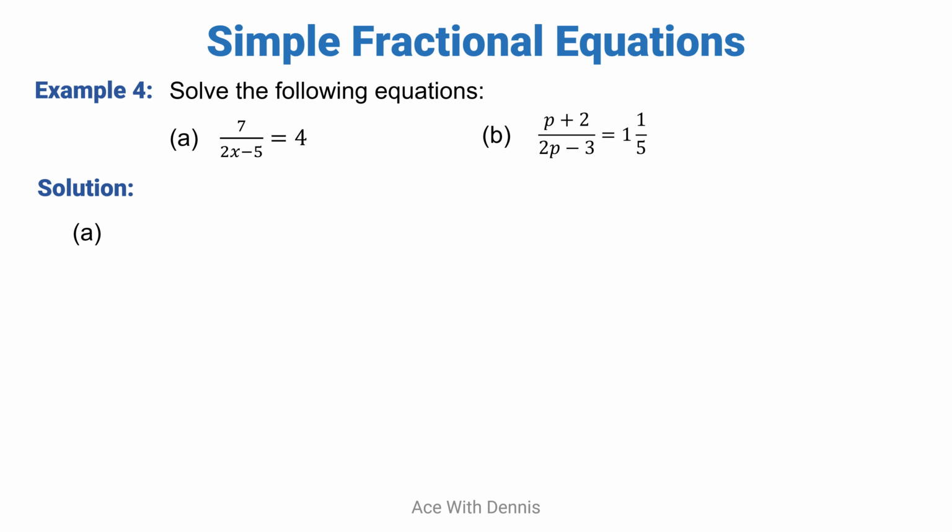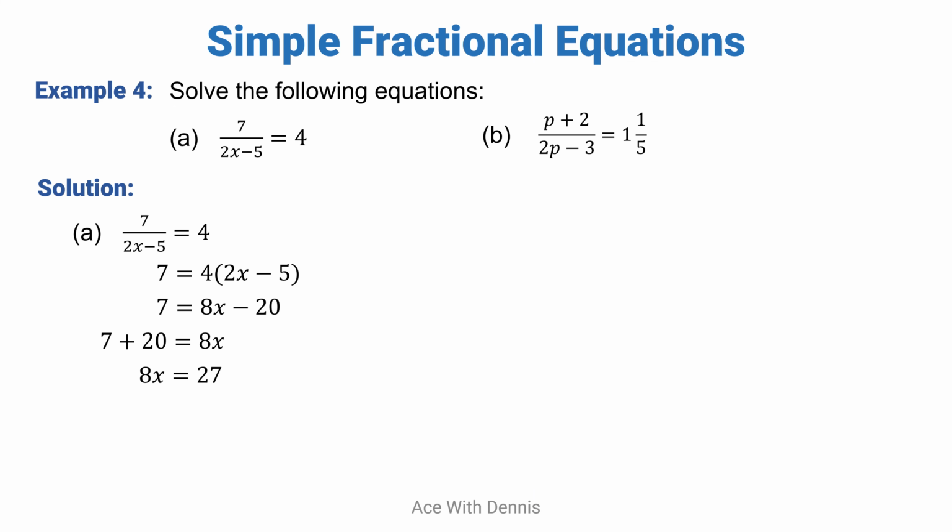Here's the solution. For A, 7 over 2x minus 5 equals 4. We can move the 2x minus 5 to the right hand side, becomes multiplication. Hence, equation is 7 equals 4 times 2x minus 5. Expand the bracket, we get 7 equals 8x minus 20. So 7 plus 20 equals 8x, which is 27. Hence, x equals 27 over 8. Or we change to mixed fraction, 3 and 3 over 8.